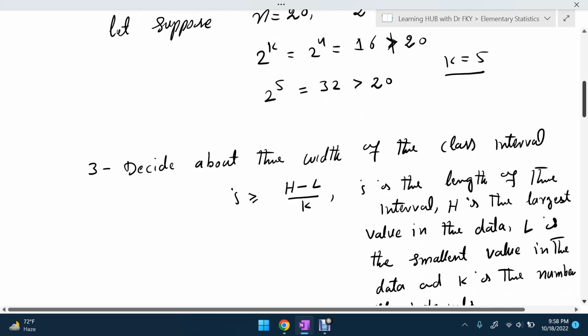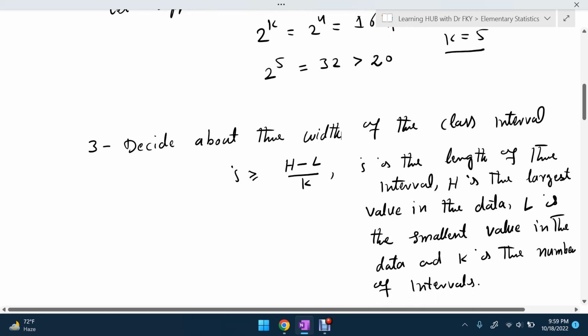The third step is to decide about the width of the class interval. This is also a very important step. This means how wide the interval will be, what will be the length of the interval. I'm using this formula: i is greater than or equal to (h minus L) divided by k, where i is the length of the class, h is the largest value in the data, L is the smallest value in the data, and k is the number of classes which you decided earlier in the second step.